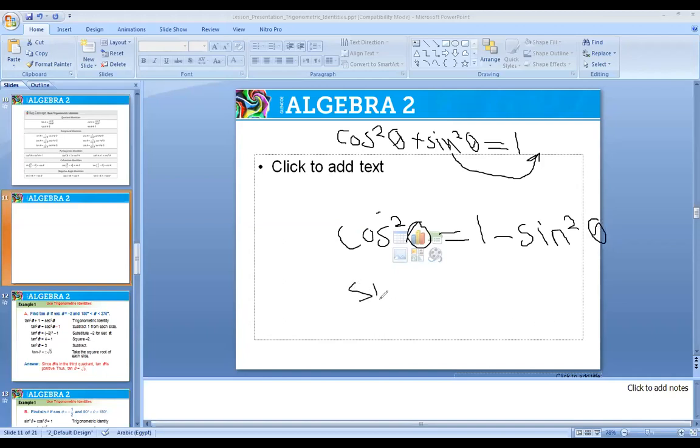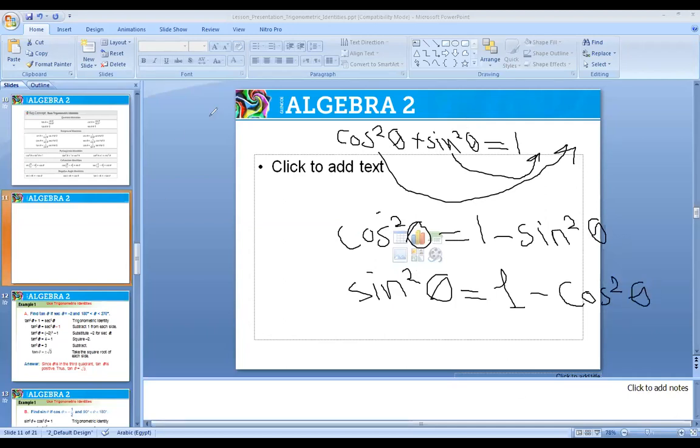Also, if we need to find sine square theta, we move cosine to the other side with the opposite sign and leave sine here. So sine square theta equals 1 minus cosine square theta. These are the first 2 rules we can deduce from the first rule. Please, if you want to write, I leave it for just 10 seconds.